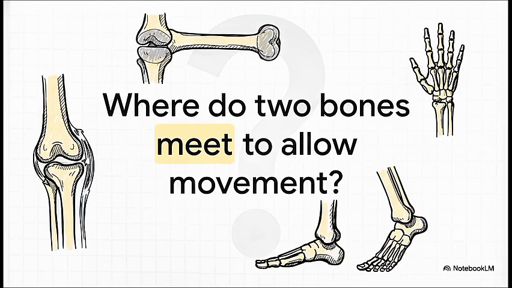Which leaves us with one final vital question to wrap up our consultation today. Where exactly do two bones meet to allow for movement? Well, the answer, of course, is the joints. They are the ultimate meeting areas where bones, cartilage, ligaments, and tendons all seamlessly converge to allow you to articulate and move through the world.